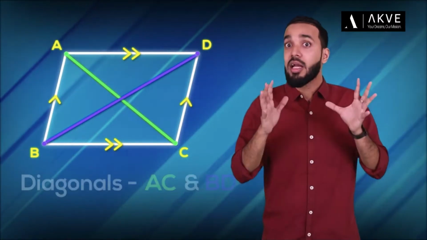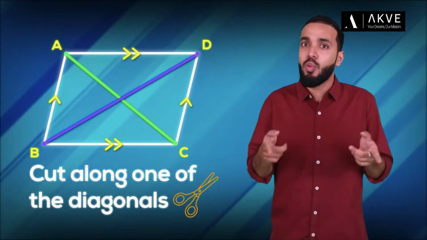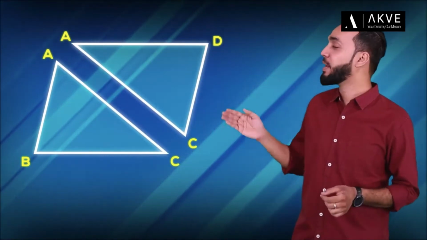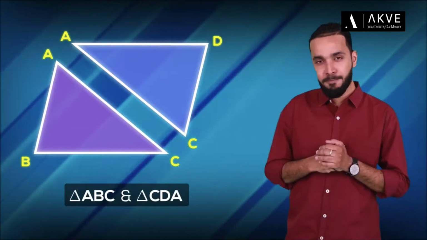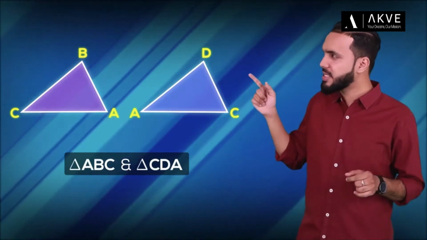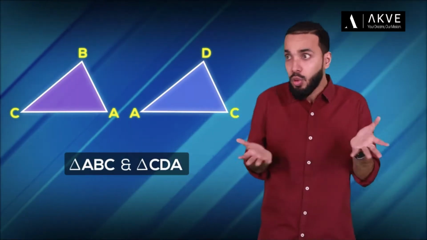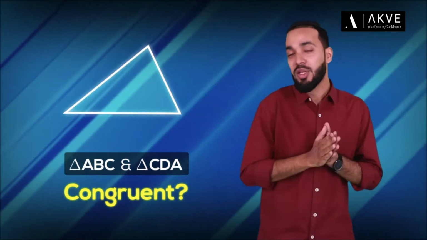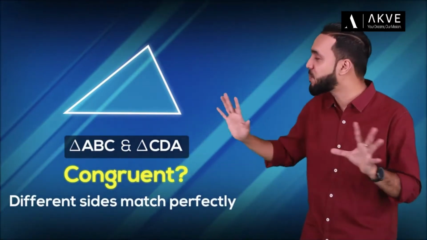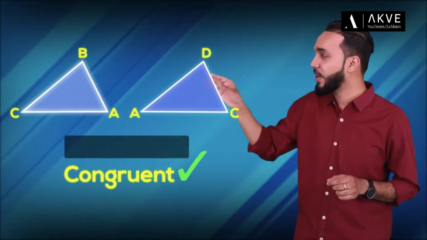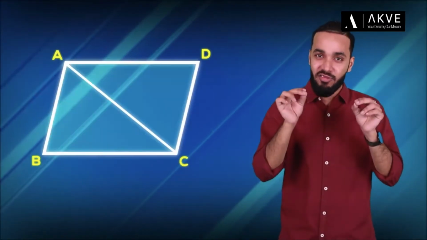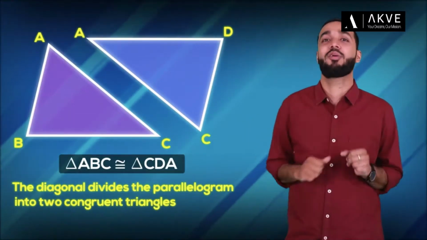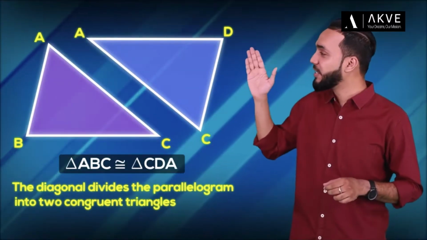Now, if we cut this parallelogram along one of its diagonals, say this one, we get two triangles, namely ABC and CDA. What can we say about these triangles? Don't they look congruent? Well, if we superimpose them like this, we would see that the different sides match perfectly. They are indeed congruent. So this gives us the first property of a parallelogram. The diagonal divides the parallelogram into two congruent triangles.